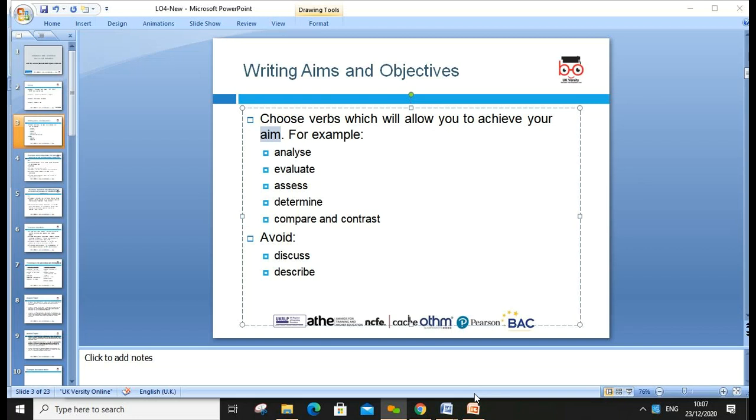In research, we don't use discuss and describe, because normally it's fine, but not for research purposes. Discuss and describe. So we need to make sure of that. We'll go through it when I show you.